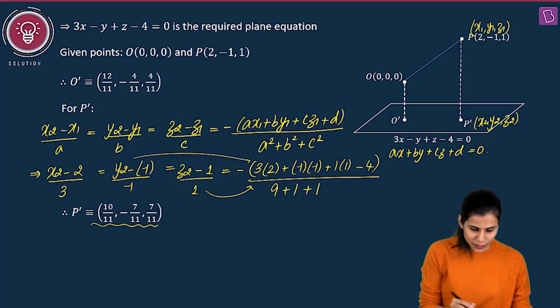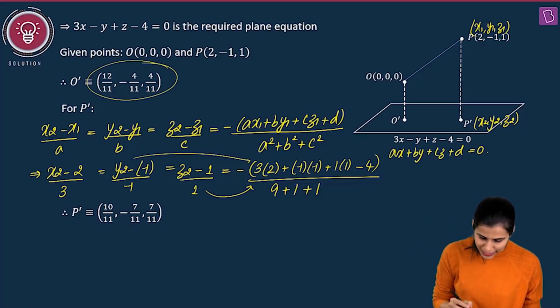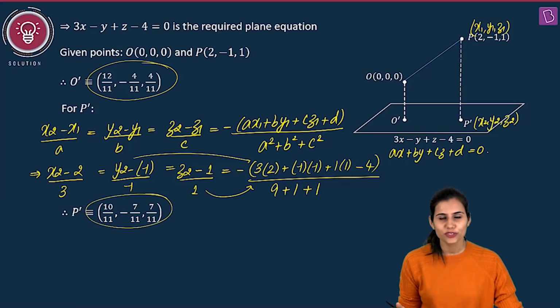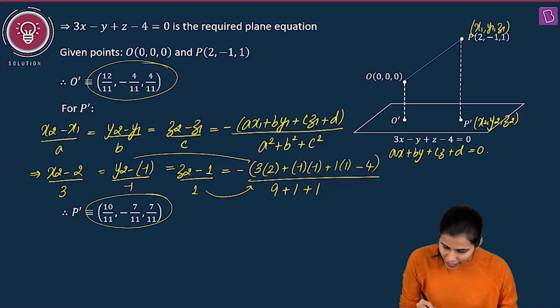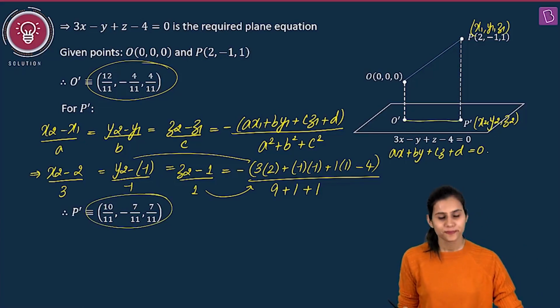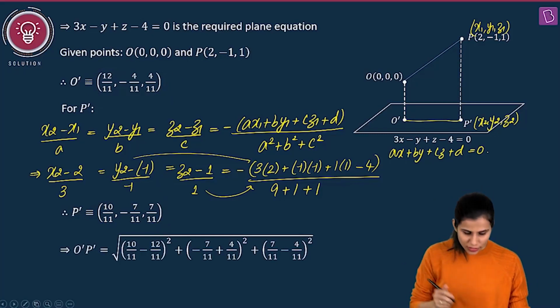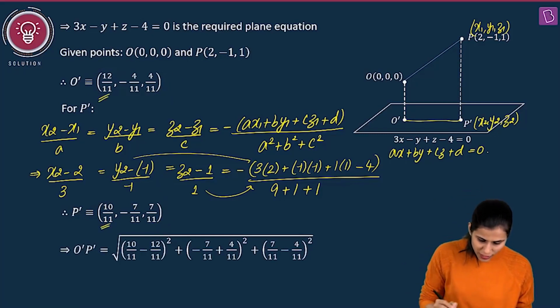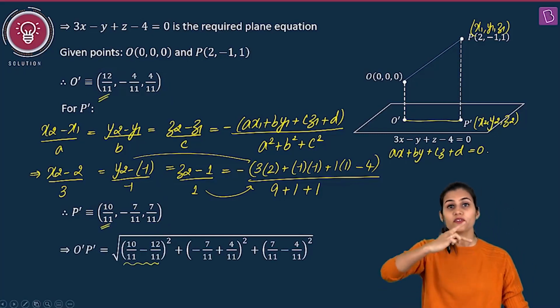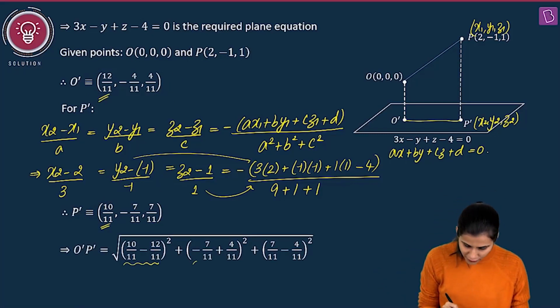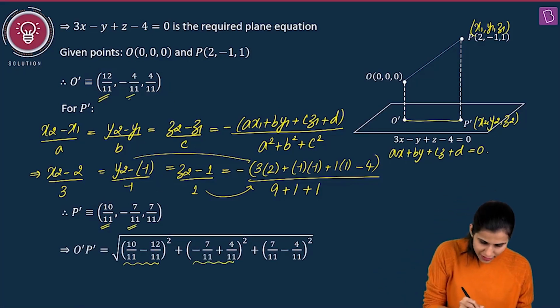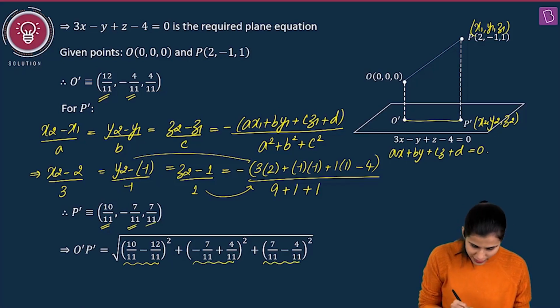You have the coordinates of O dash, you have the coordinates of P dash. You know what to do. Just apply the distance formula and you will get the length of the O dash P dash segment. That's very, very simple. What you have to do? Positive square root of 10 by 11 minus 12 by 11 whole square, that is difference of x coordinates whole square, plus difference of y coordinates whole square, plus difference of z coordinates whole square.